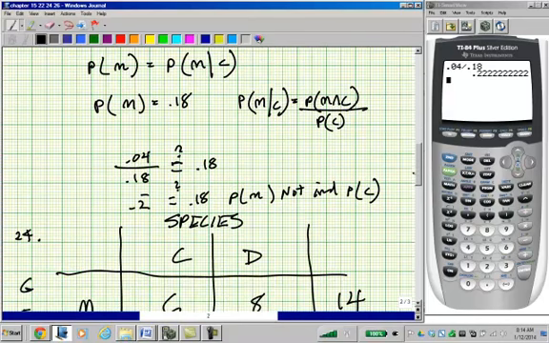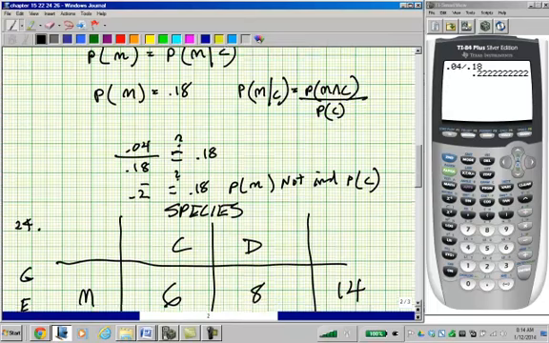Okay, so clearly, which turns out to be 0.22, 0.2 repeating. So 0.2 repeating is not equal to 0.18, so the probability of going to Mexico is not independent of the probability of going to Canada.